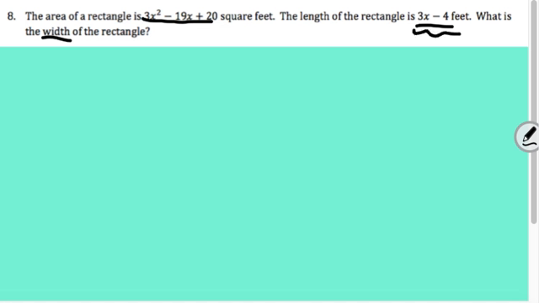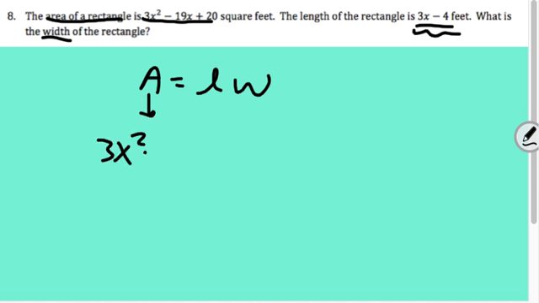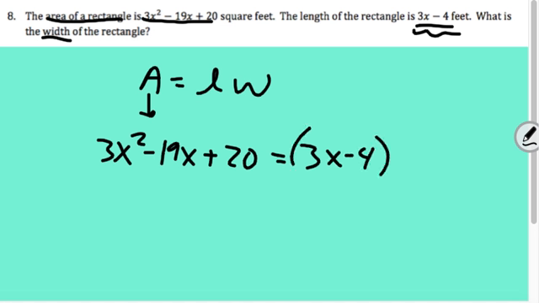Whenever you have a problem like this, write down the formula. Area of a rectangle. Area equals length times width. Especially if you're working with like area or perimeter of a triangle where it's a little bit different. And then plug in what you know. I know my area. 3x squared minus 19x plus 20 equals, I know my length. My length is 3x minus 4. And I don't know my width. We're going to find the width.